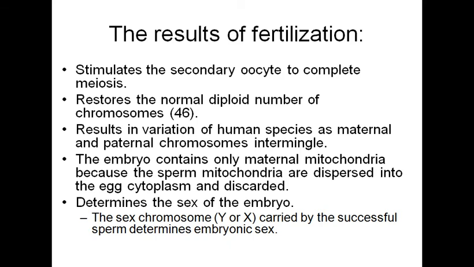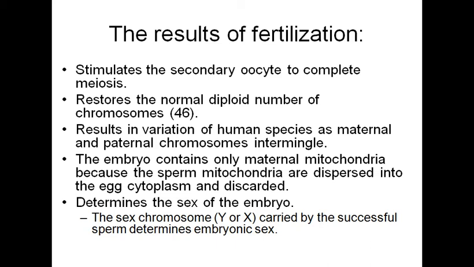Results of fertilization, it's a complete question in itself. It comes a lot in OSPE. The results of fertilization: it stimulates the secondary oocyte to complete meiosis, right? Meiosis 2 does its full division, it gets completed after fertilization. It restores the normal diploid number of chromosomes, right?